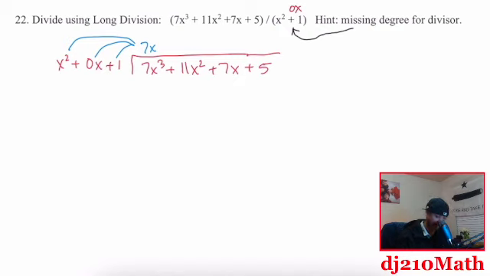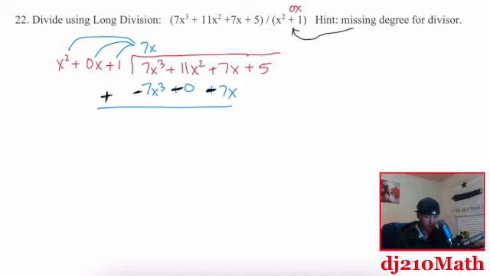So 7x times x squared, 7x cubed. 7 times 0, that's actually nice, 0. 7 times 1, 7x. Okay, we need to subtract. However, the way I teach, we're going to change all the signs, so we're going to add. This is now minus, this is now minus, and this is now minus. So when you combine, this is going to be 0, like a 7 minus 7. 11 minus 0, 11x squared. 7 minus 7 is 0. So 0x. And then bring down the 5.